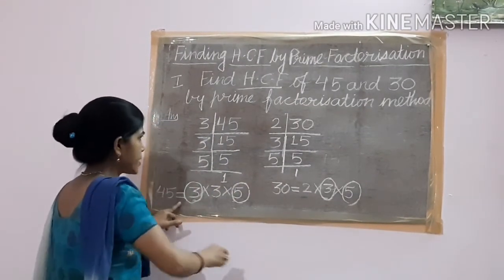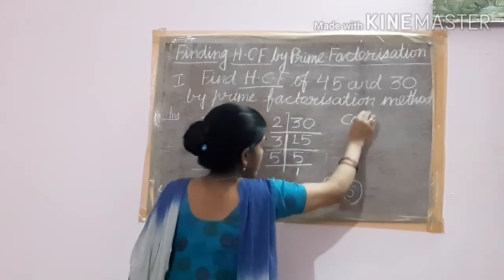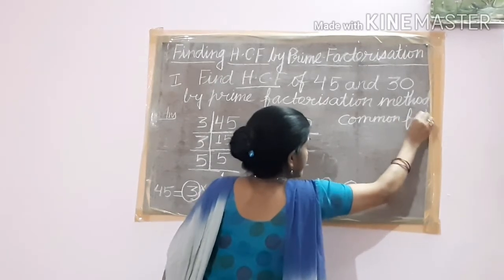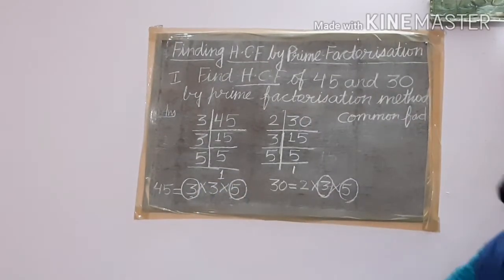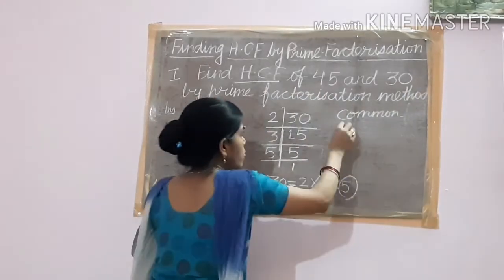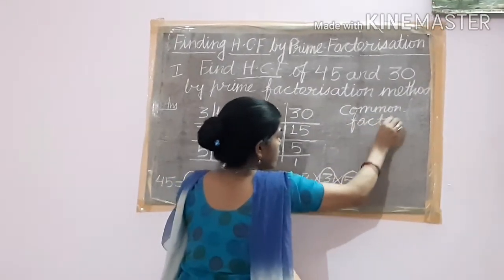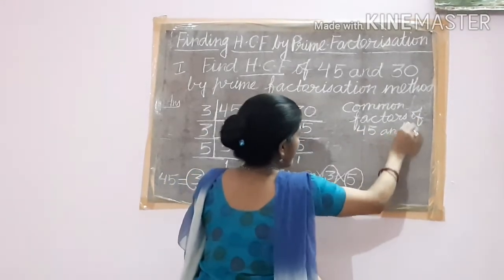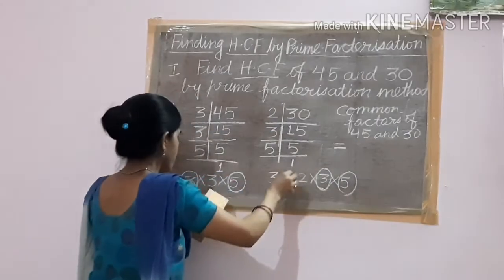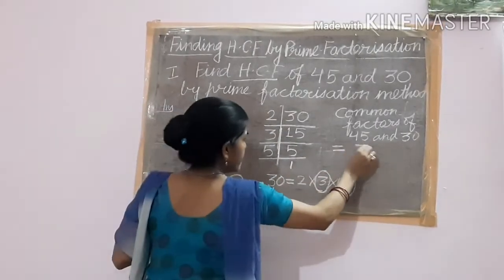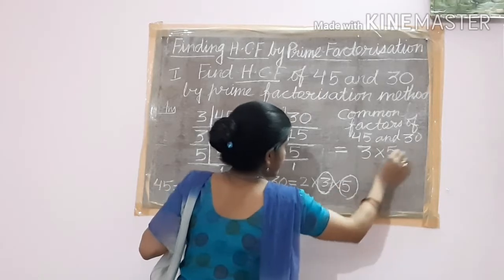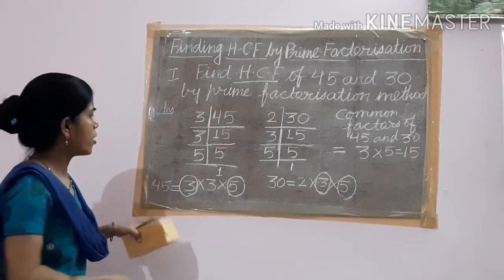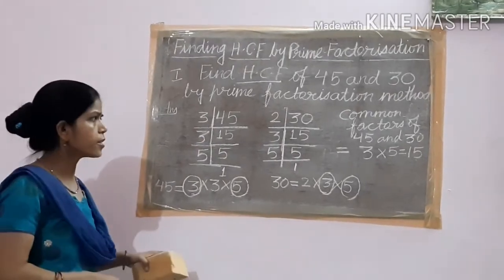So now write down the common factors. Common factors of 45 and 30 is equal to 3 multiplied by 5. That is 15. So here the HCF of 45 and 30 is 15.